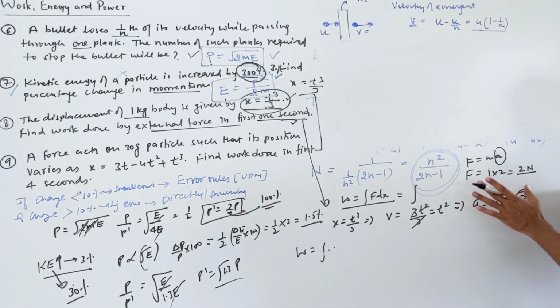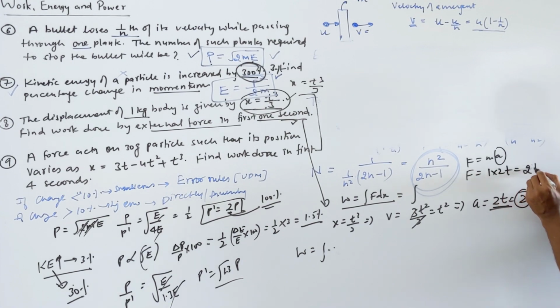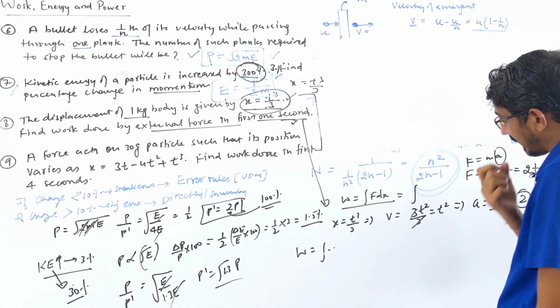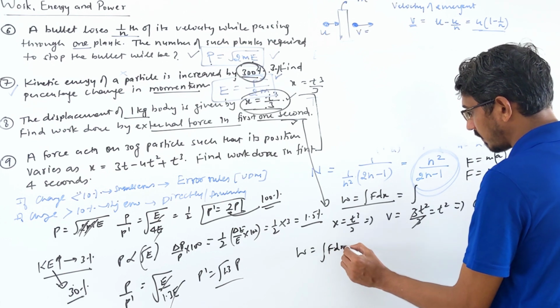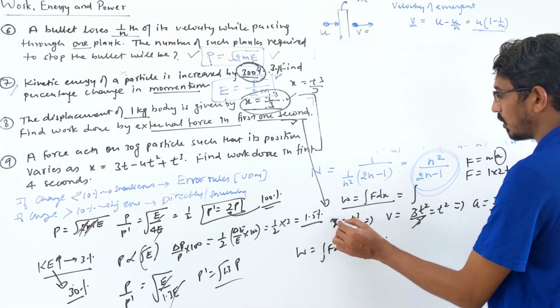So what I can do, I said here 2t, right now, keep it the same only. So force is m, which means 1 kg into 2t, so force becomes just 2t, keep time only. Now write F into dx. What is F? 2t. And what is dx? We want to put dx.